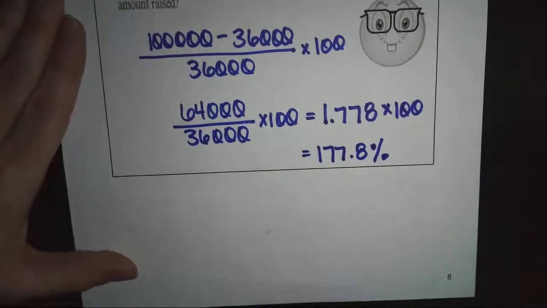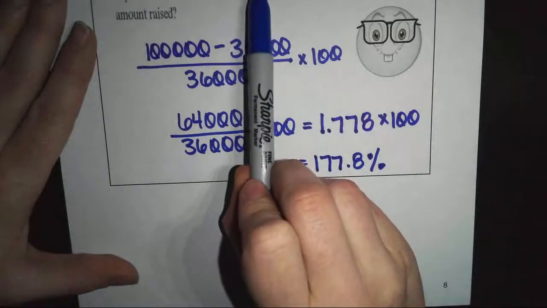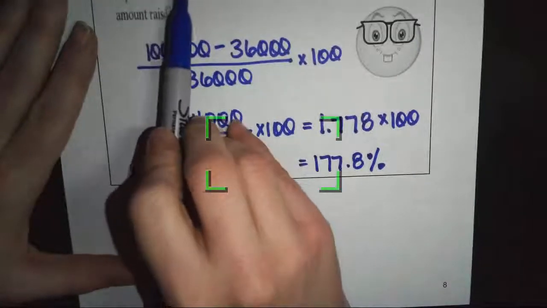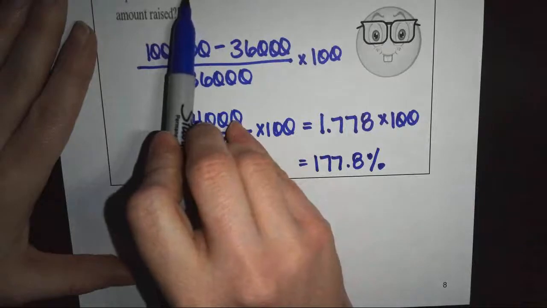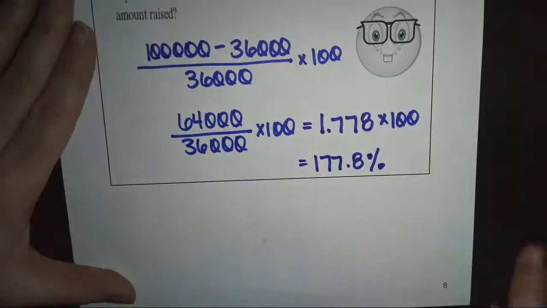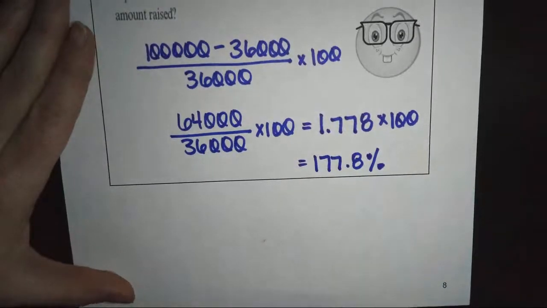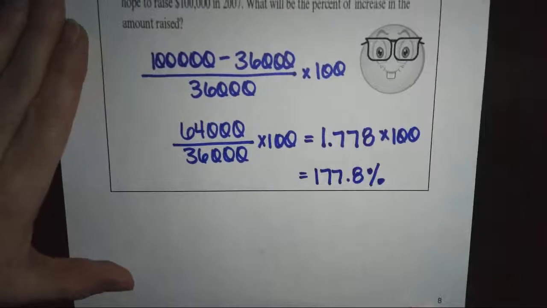Now that makes sense because we've increased this relatively small amount by almost 3 times as many to get 100,000. So it definitely is going to increase by more than 100% because we're raising more than $36,000 more. So 177.8% increase is our solution.